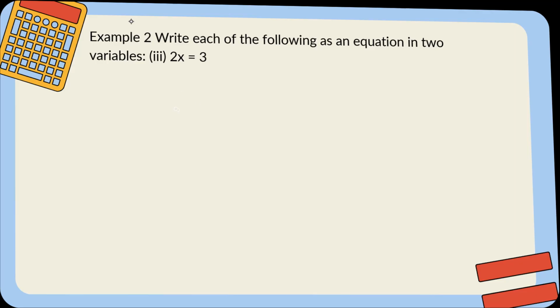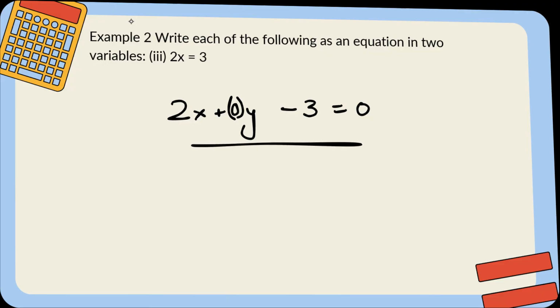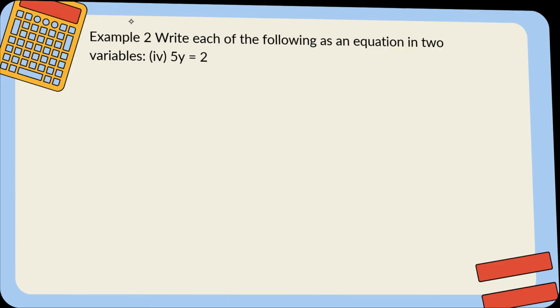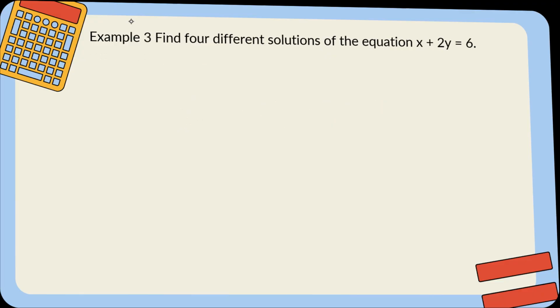Now we have 2x minus 3. So bring the 3 to the other side: minus 3. What about the y value? The y value will be plus 0y because there is no y term. So this is the equation in two variables. Now we can also write 0x in the next case plus 5y minus 2. What are a, b and c? a is 0, b is 5, c is minus 2.